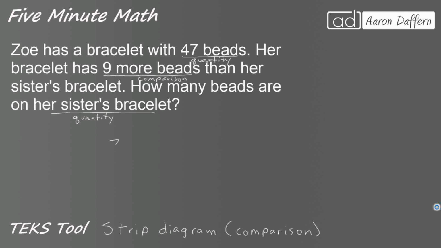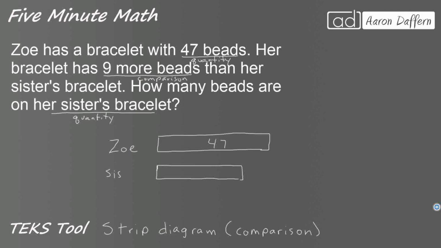Well, we would draw the two girls. We would say Zoe, and we know how much her bracelet has. It's got 47 beads. Now, we don't know, that's what we're looking for, the amount of beads that her sister has, but we do know the comparison. It's 9 more. Zoe's is 9 more. So what I'm going to do is draw her sister's all the way up to about there, and then I'm going to draw the difference, and I'm going to use that little curly brace right there, and I know that's 9.